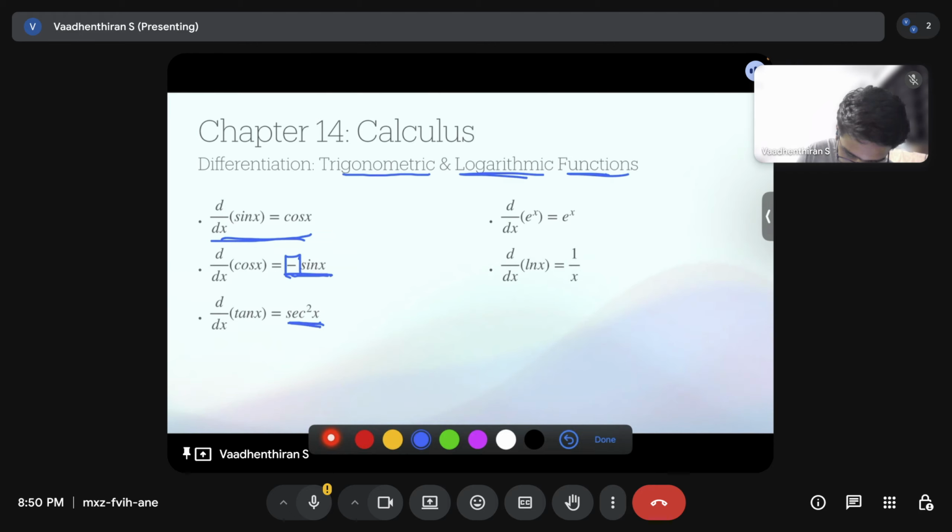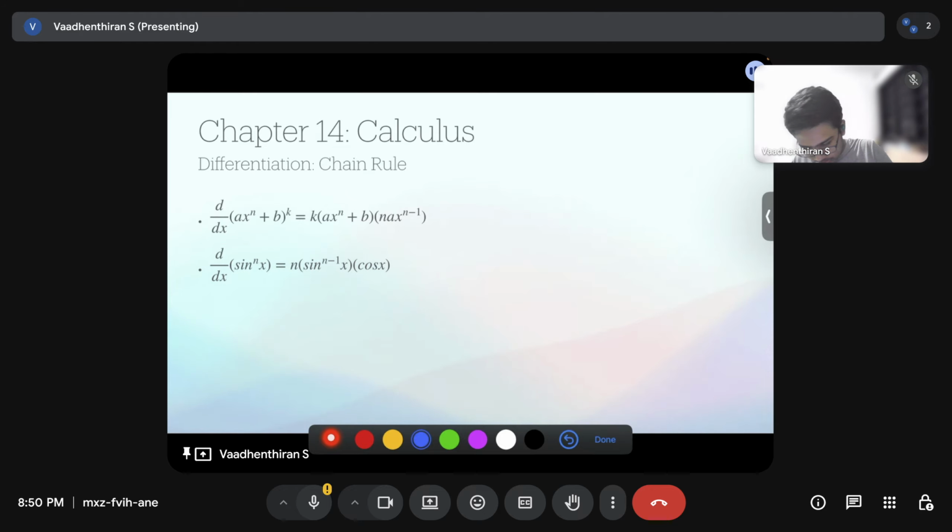And then we have logarithmic and exponential functions here. When you differentiate e to the x, you will get the same e to the x. And when you differentiate natural log of x, this is ln x, you will get 1 over x. So these are just some basic rules you need to remember for trigonometric and logarithmic functions.